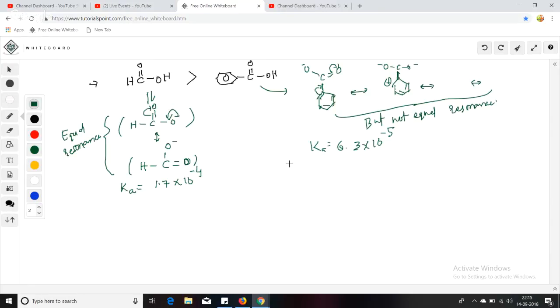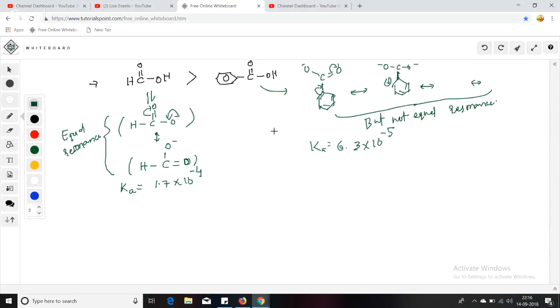Okay, so somebody already asked me all these things, that in this benzoic acid we can draw 3, 4, 5 resonating structures, but here we have only two, and we also know more resonating structures means more stability. Then why is this one not more stable than this, and why is benzoic acid not a better acid than formic acid? Okay, that is a genuine question.